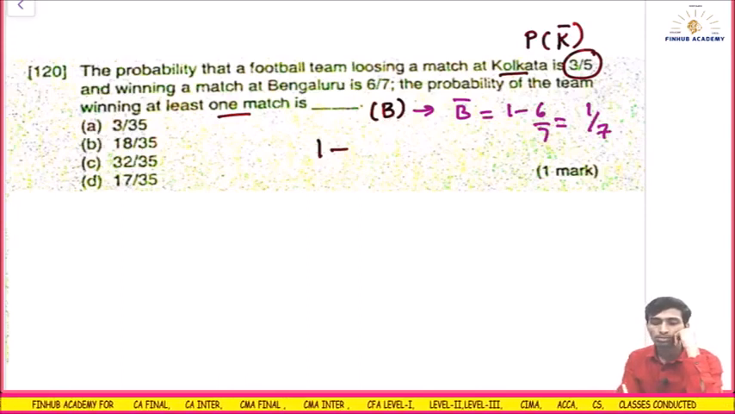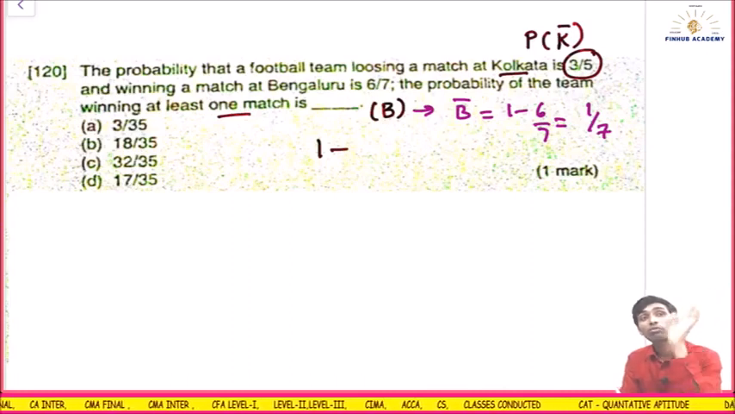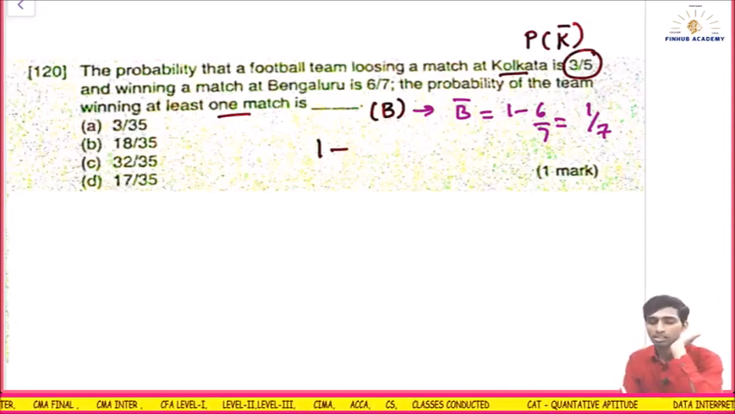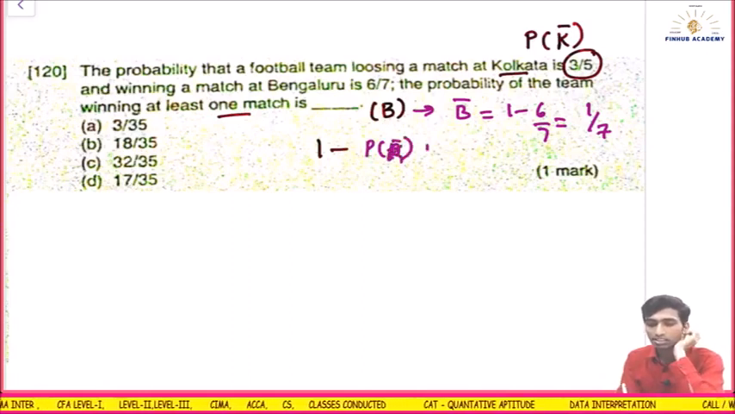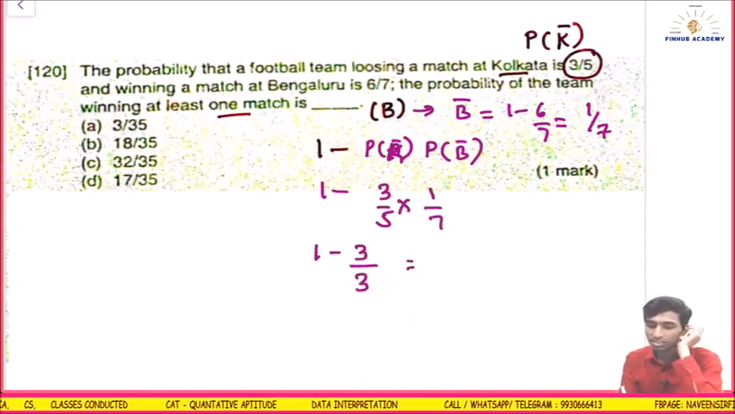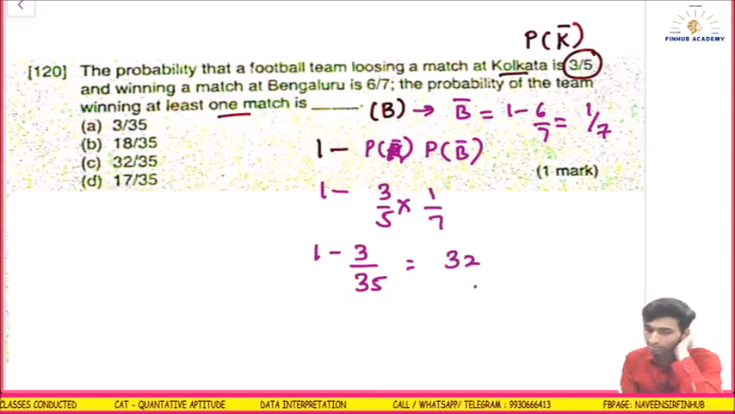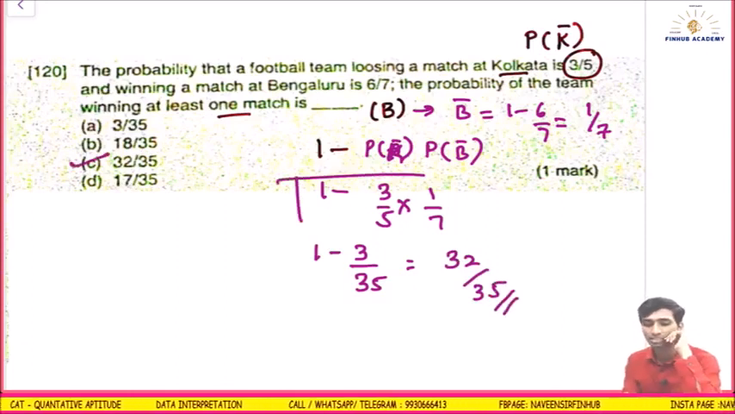Understood? So you remember what I said. You have to win at least one match. So find the joint probability of losing both the matches and subtract it from 1. So probability of loss in Kolkata into probability of loss in Bangalore. So 1 minus (3 by 5 into 1 by 7). 1 minus: 3 ones are 3, 7 fives are 35. 35 minus 3 is 32 by 35. Yes, it is there. This is the option. This is the easiest way. Understood?